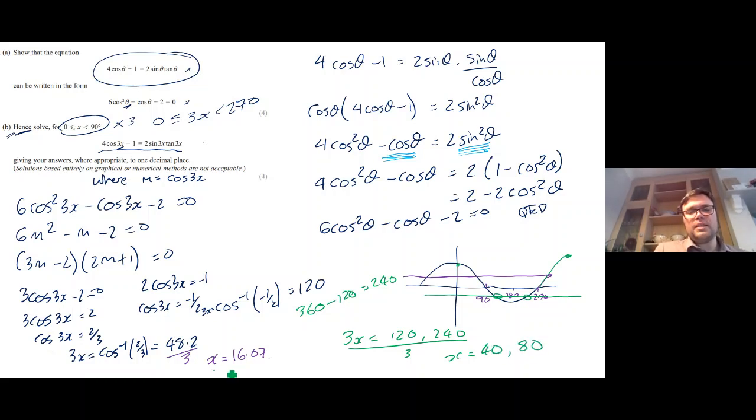So my three answers are x equal to 40, x equal to 80, and x equal to 16.07. Notice I found out the angles first from the graph before dividing by 3. Again, a common mistake would be to do 48.2 divided by 3 and then use the 16.07 to work out where the other places are.